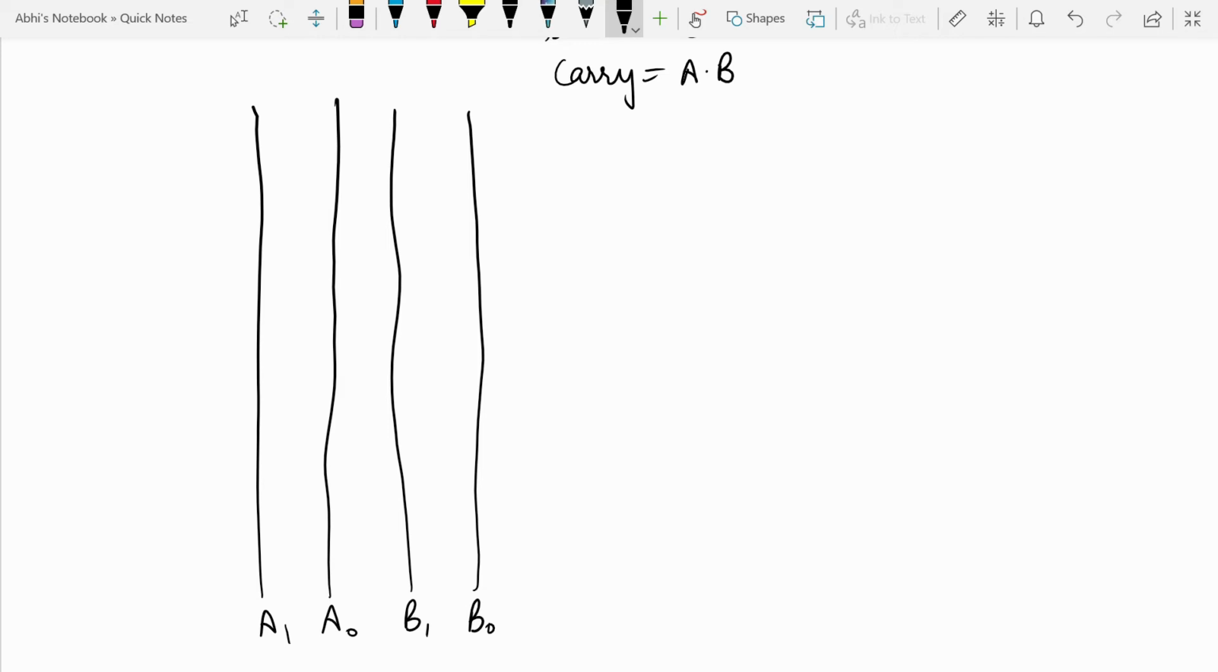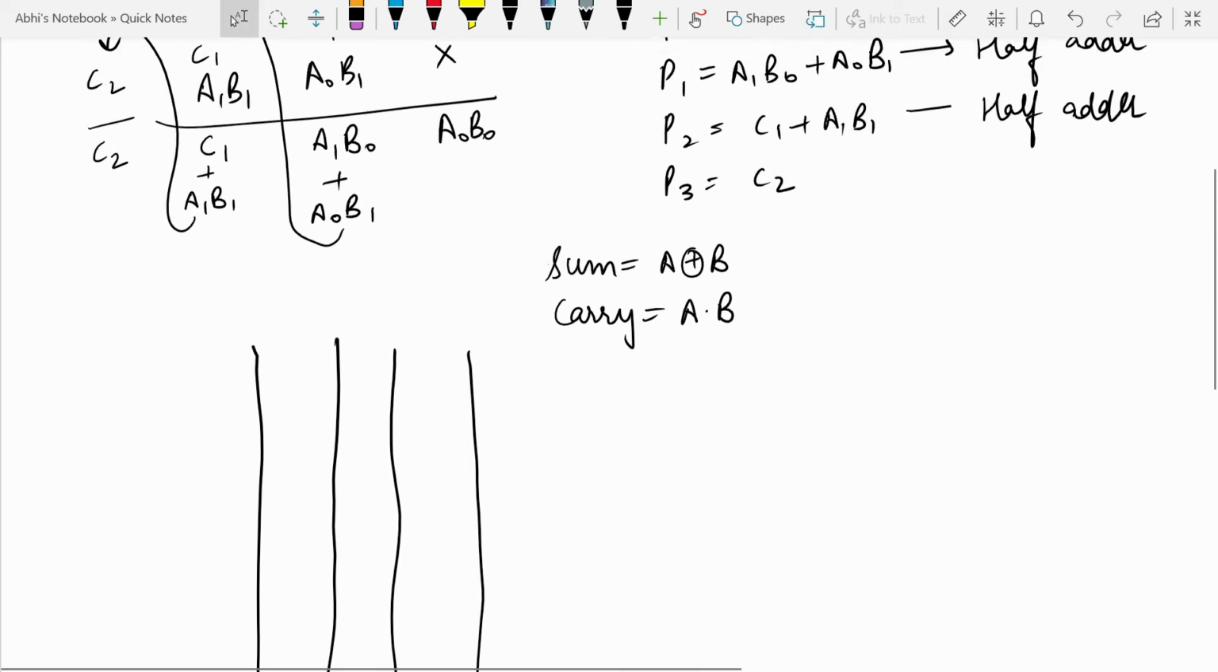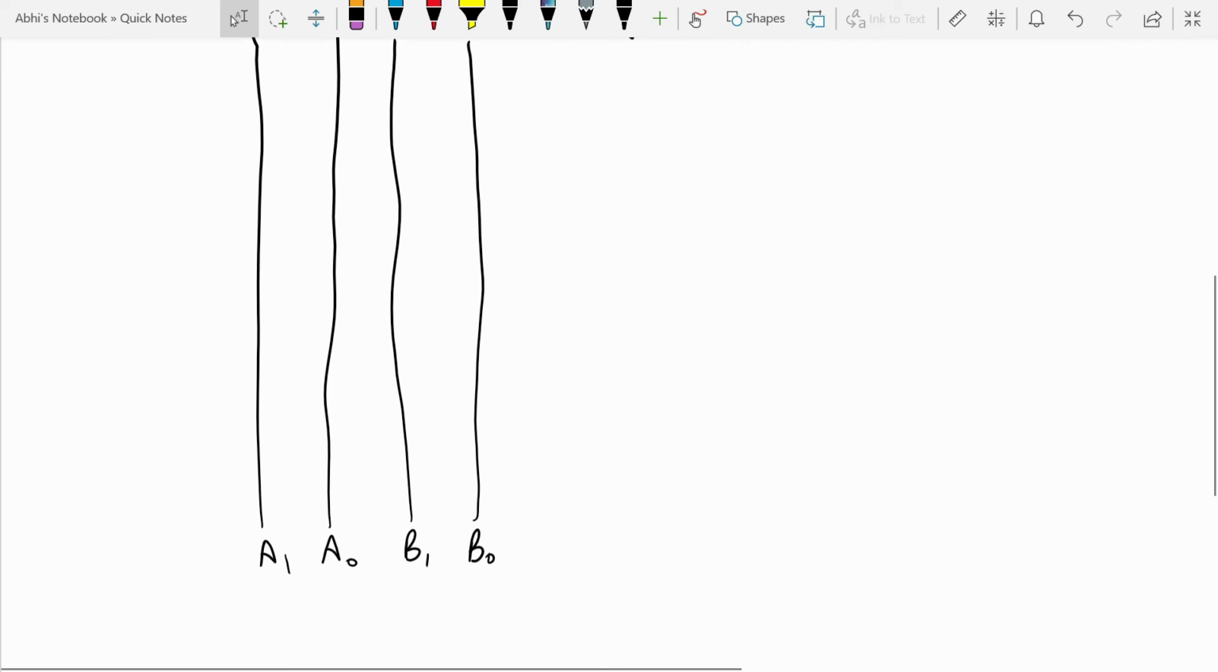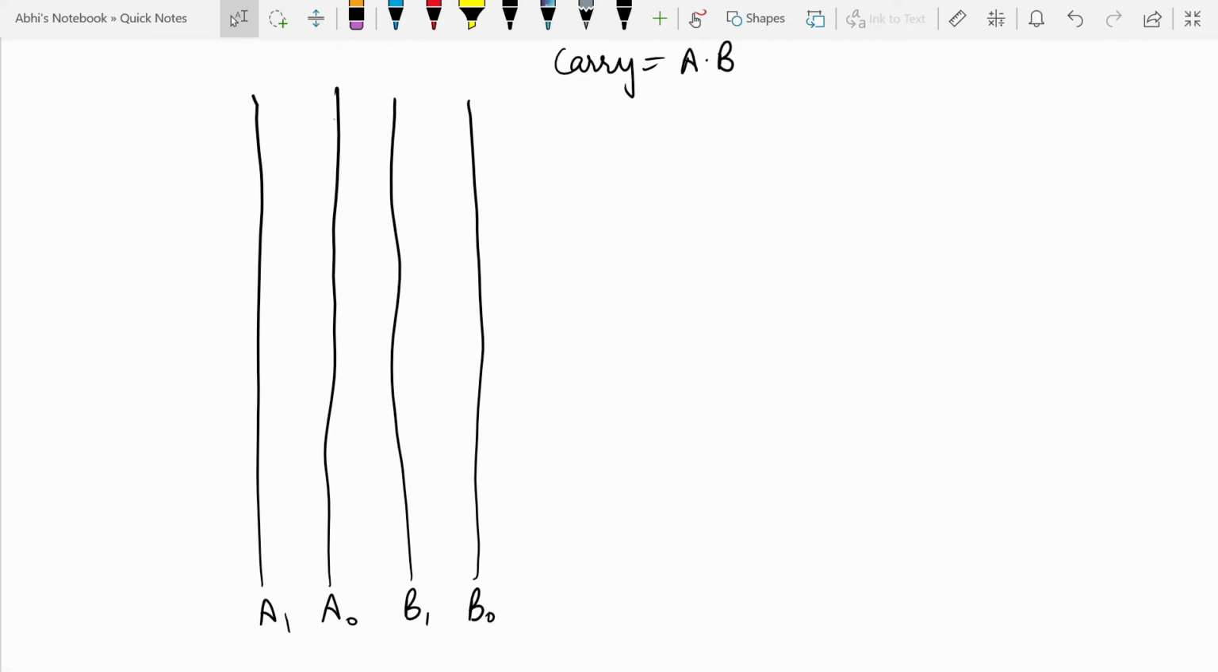Now we'll draw P0. As you can see, P0 is nothing but A0 B0. So here we'll draw A0 B0. We'll join them with the AND gate and we'll obtain P0, which is A0 B0.